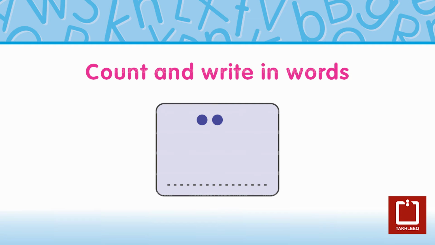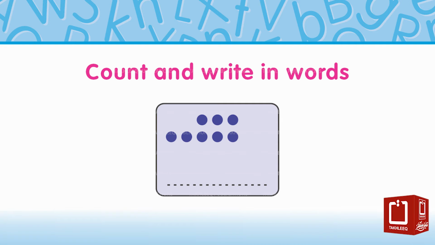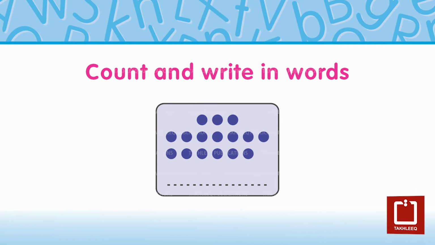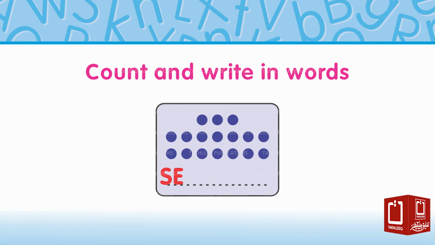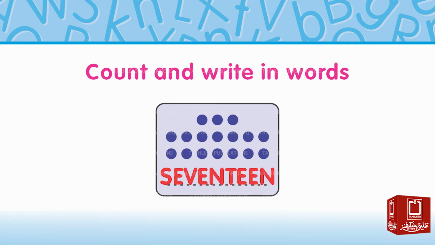1, 2, 3, up to 17. Here are 17 dots. The spellings of 17 are S, E, V, E, N, T, E, E, N. 17. So we write here S, E, V, E, N, T, E, E, N.